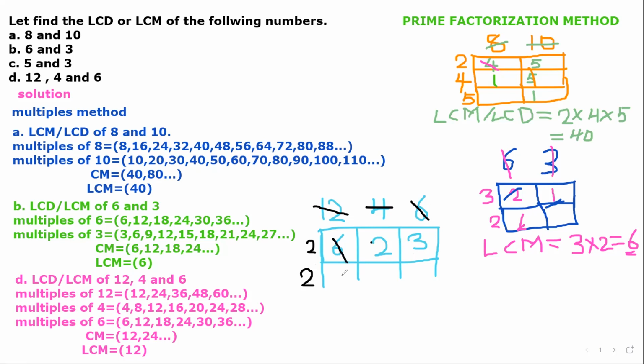2 cancel 6 3 times. Okay. Then the 2 cancel 2 1 time here. 2 cannot cancel 3. So you have to repeat the 3, okay? Because 2 cannot cancel the 3, you have to repeat the 3. And once we have gotten 1 here, it means you have done with the 2. Once you get 1, it means you have done with that particular number. You will not come back and cancel. You don't cancel 1, okay?